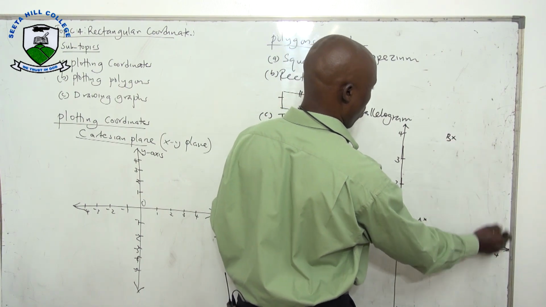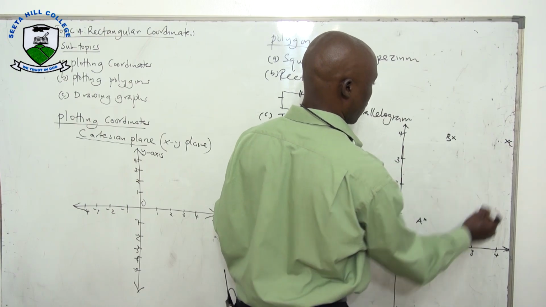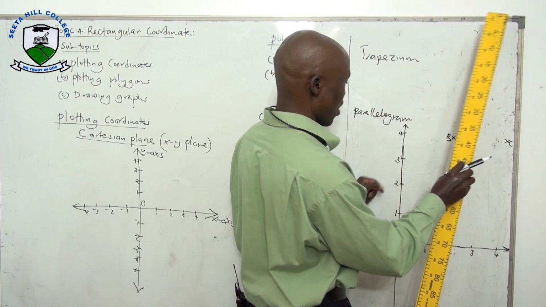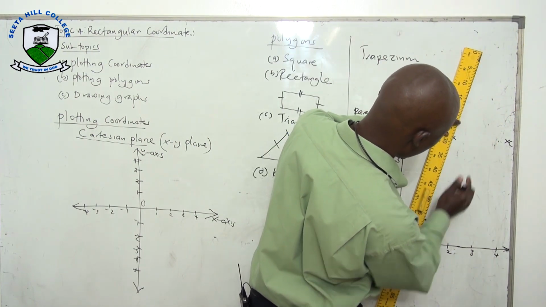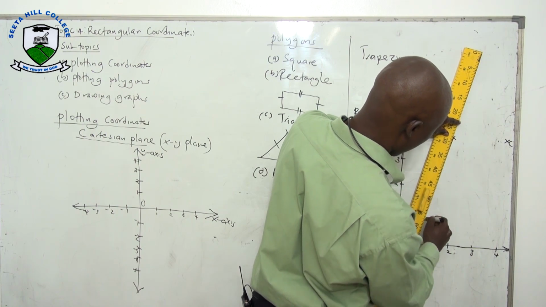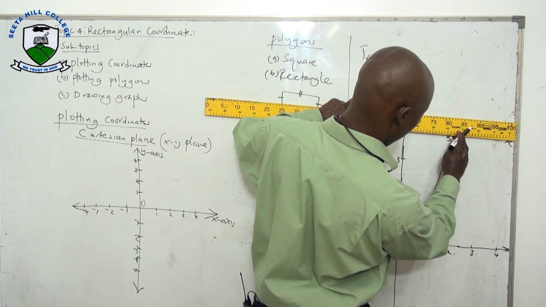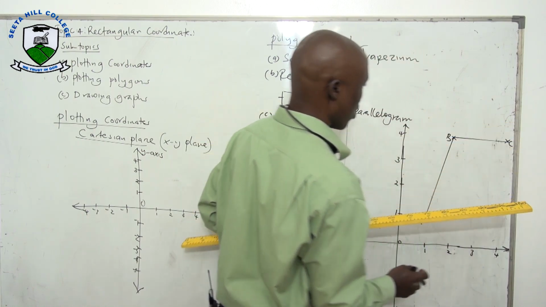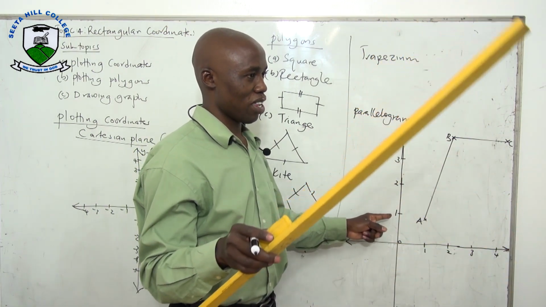4, 4. Here? Yes. 4, 4 is C. How did you achieve that? You joined here. Not so? Then joined here. Not so? Then, how do we achieve the other one?